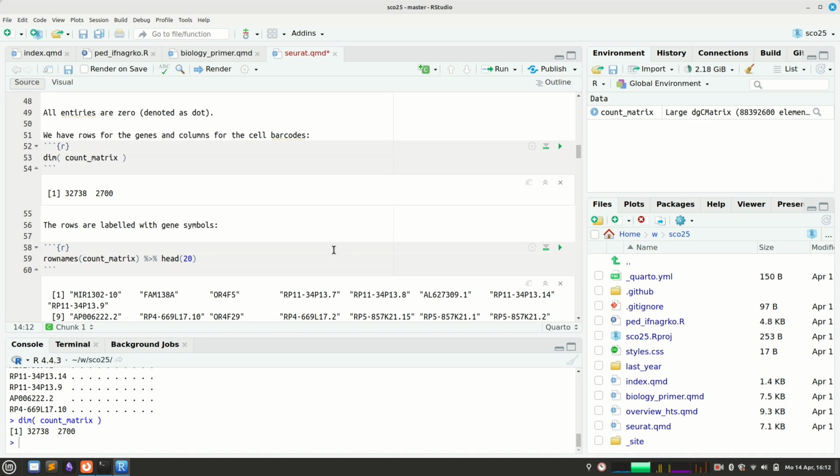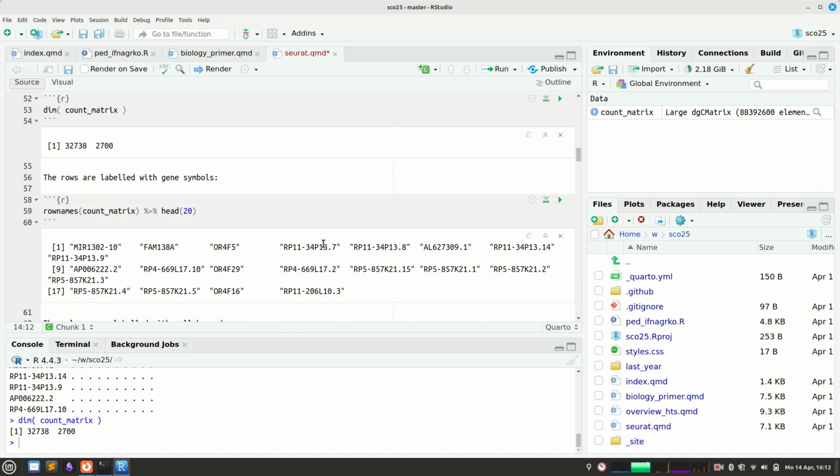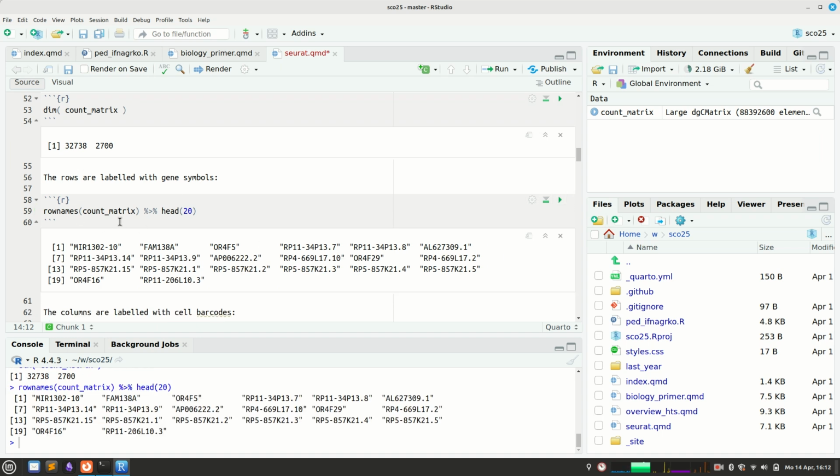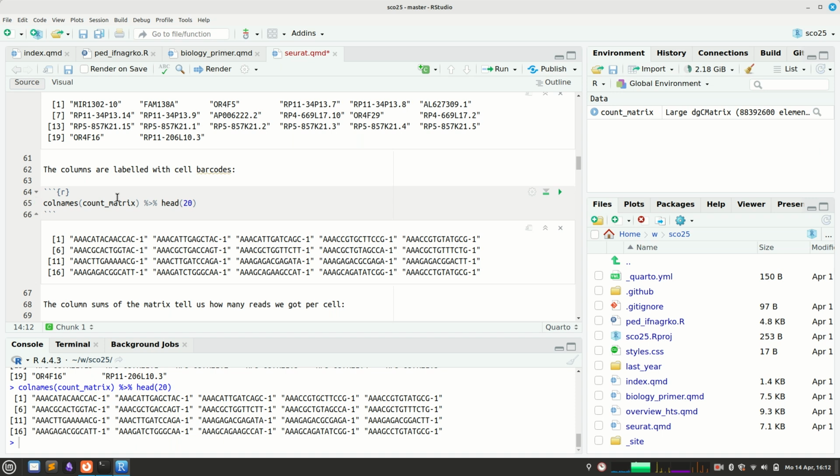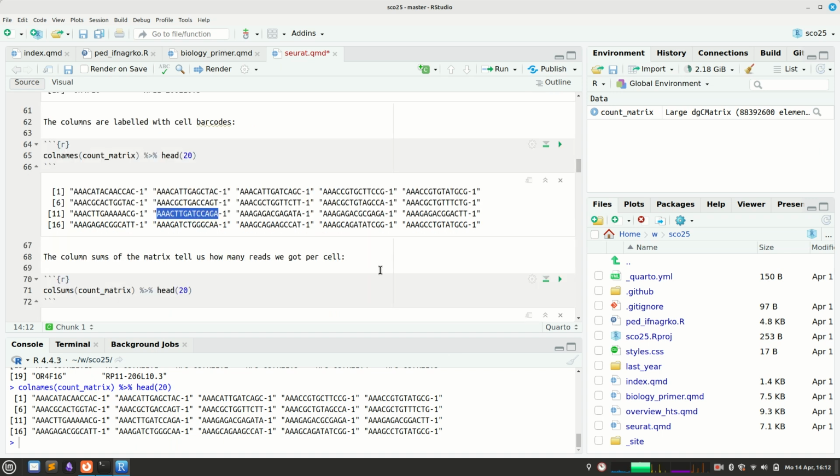Now, the first thing we might ask is, and here you see the row names. These are all the gene names, and maybe later we will learn a bit more about how to interpret these cryptic abbreviations that biologists use. These are the column names. These are these random sequences that have been assigned to each cell, and maybe next week I'll explain to you a bit how this technically works.